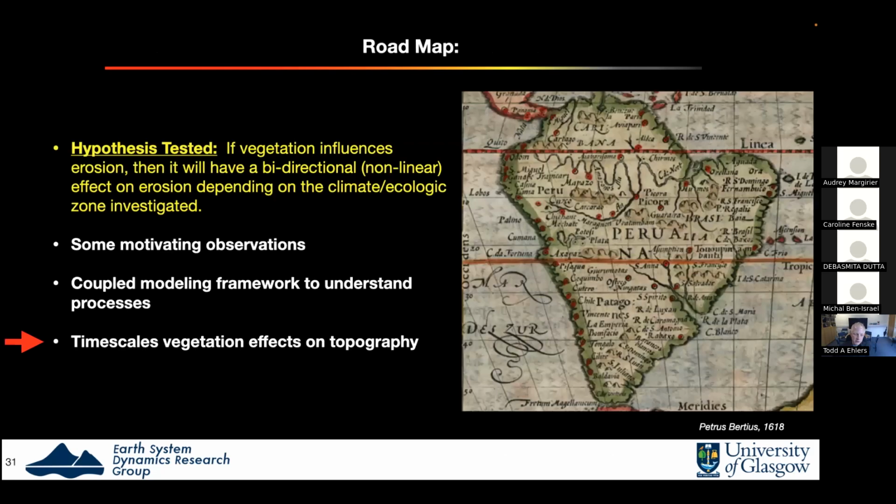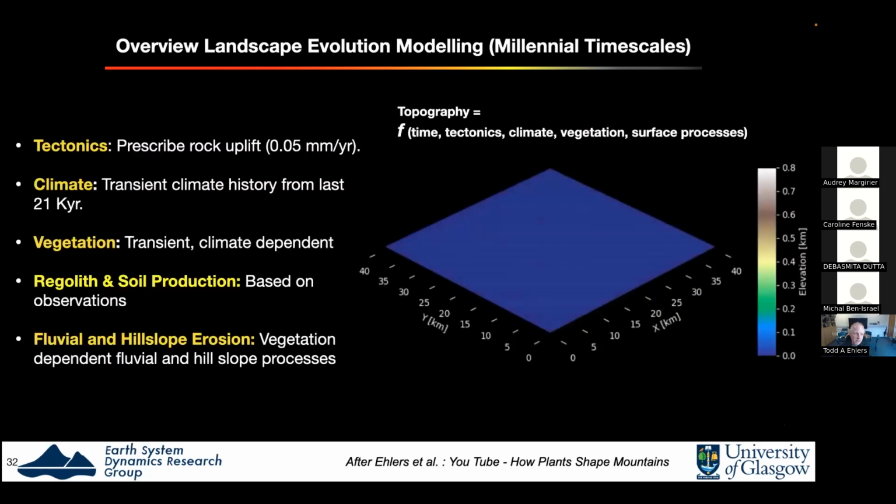So this then brings me to the timescales of vegetation effects on topography. And I want to go through a couple different examples here, if I have time. I'm going to start with millennial timescales, and if we have time, I'll come to seasonal timescales. This also now comes to a point where I'm going to bring in the landscape evolution modeling and how these previous climate and paleoclimate and vegetation models link to a landscape evolution model.